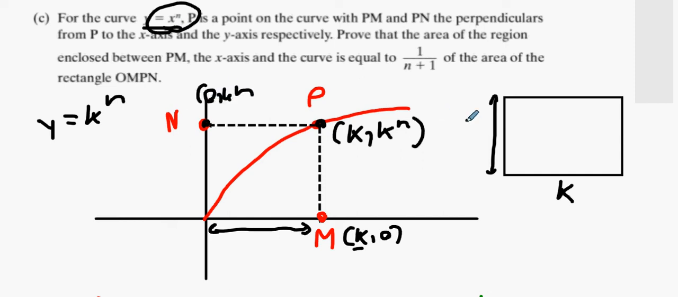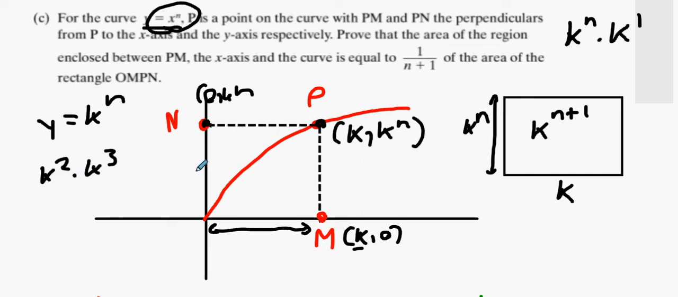Now, Connor, we're going to multiply the two of these to get the area. So what's the area of the rectangle? What's K to the n multiplied by K to the 1? You add them together to get? K to the n plus 1. You add the powers together. In the same way, K squared by K cubed is K to the 2 plus 3, which is K to the 5. Is that right?